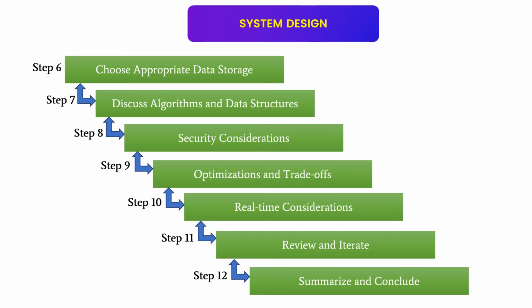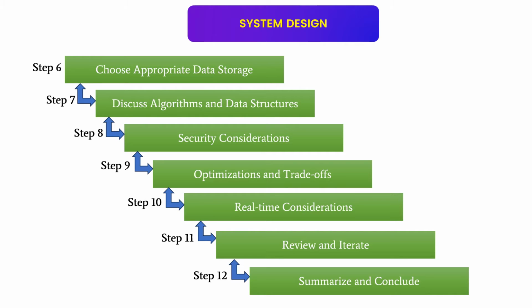Step 9. Optimizations and trade-offs. Discuss potential optimizations and trade-offs in the design. Consider factors like response time, storage efficiency, and development complexity. Step 10. Real-time considerations. If applicable, discuss how the system handles real-time requirements. This might involve considerations for streaming data, event-driven architectures, or real-time analytics.